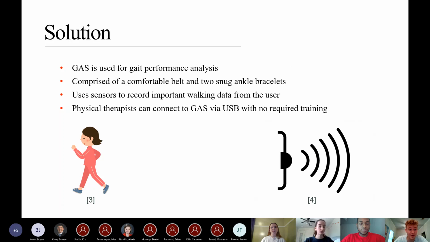So our solution is GAS, which is used to analyze the patient's gait. It's made up of a belt and two ankle bracelets, which are connected via wires. There are sensors located on the belt and ankle bracelets to record all the important gait information from the patient. And then the physical therapist can connect to GAS via USB with no training whatsoever.